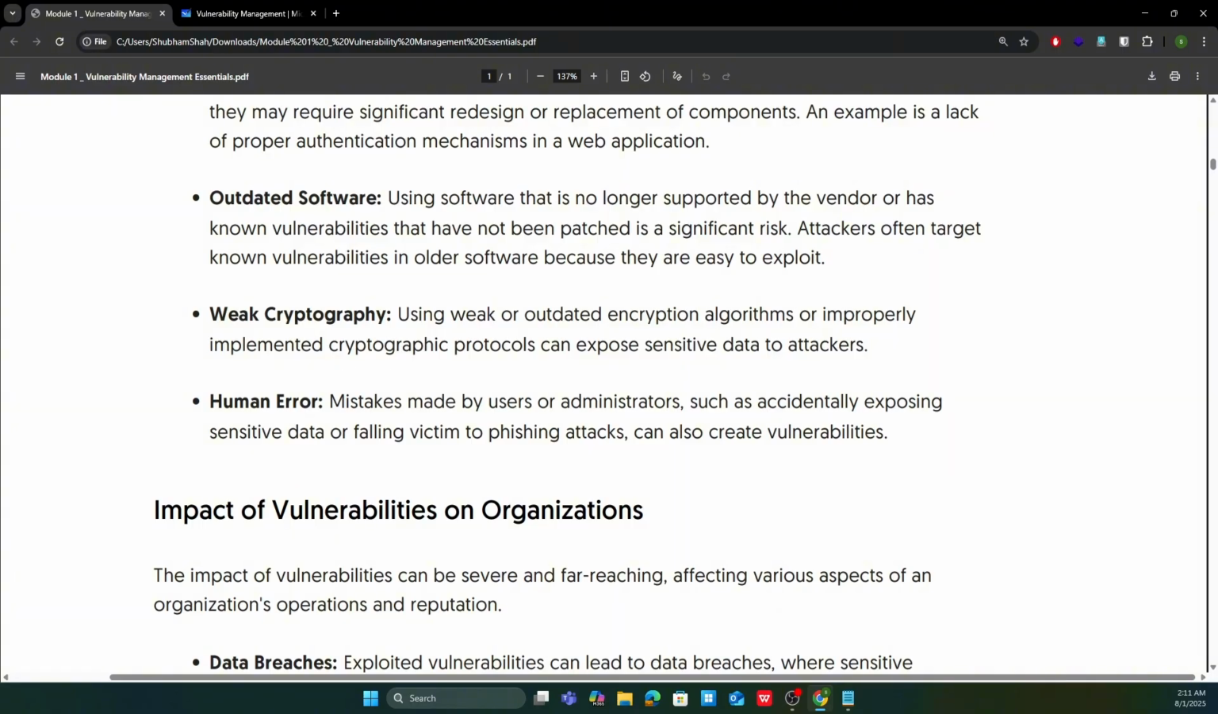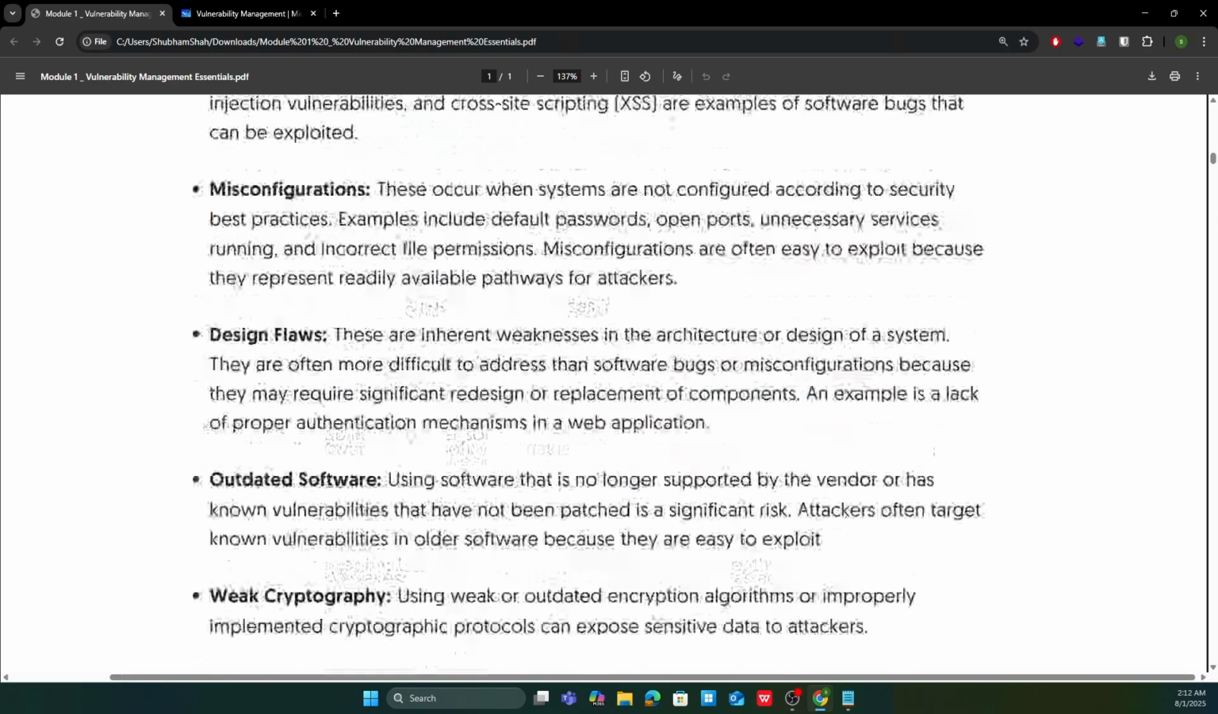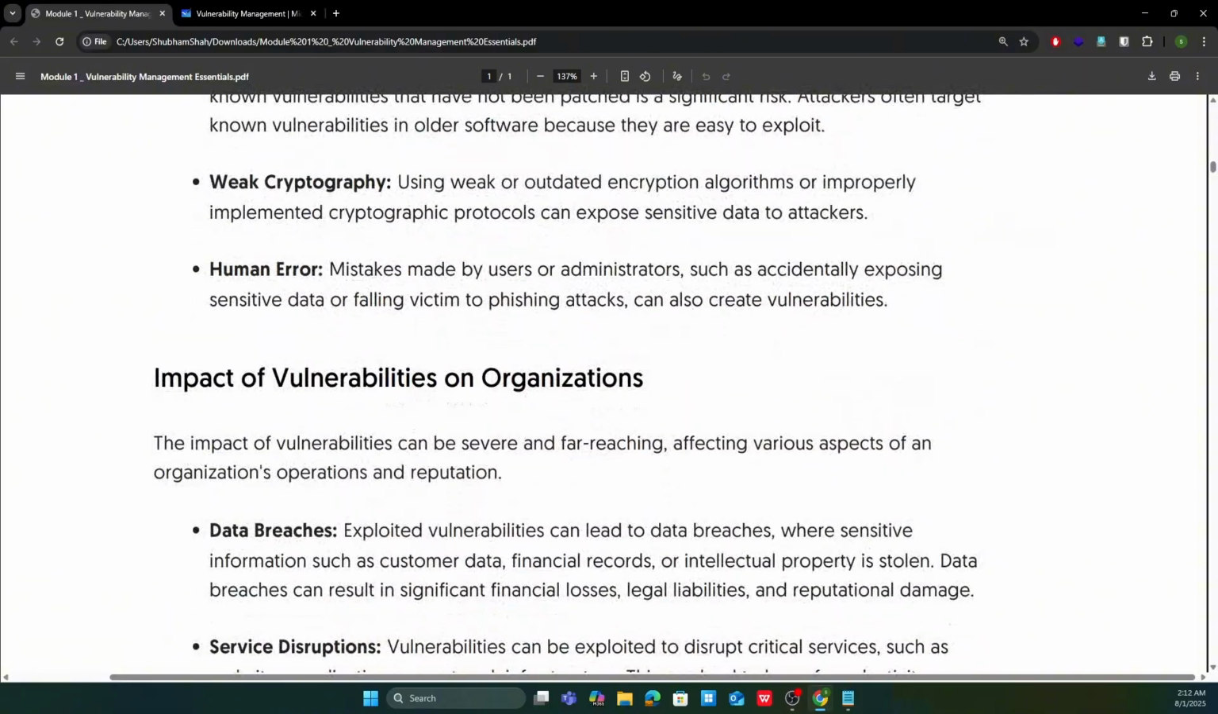And as usual, we have human error. These are the mistakes made by users or administrators. For example, someone shares a phishing email with us, or we accidentally expose a lot of data to, let's say, ChatGPT or any other tools without knowing the impact. These can also create the possibility of vulnerabilities, because the data that we have shared can actually be used against us. So these are the sources, the causes, of vulnerabilities.